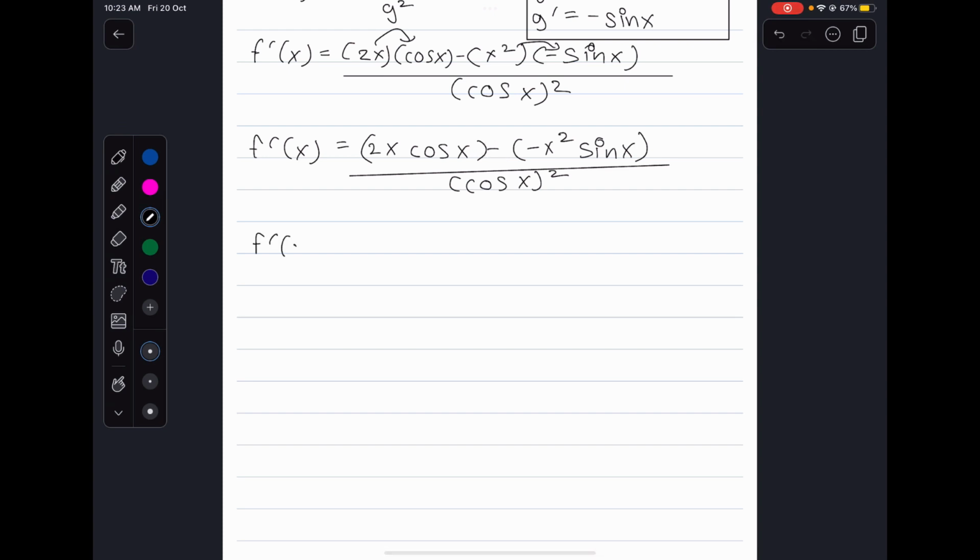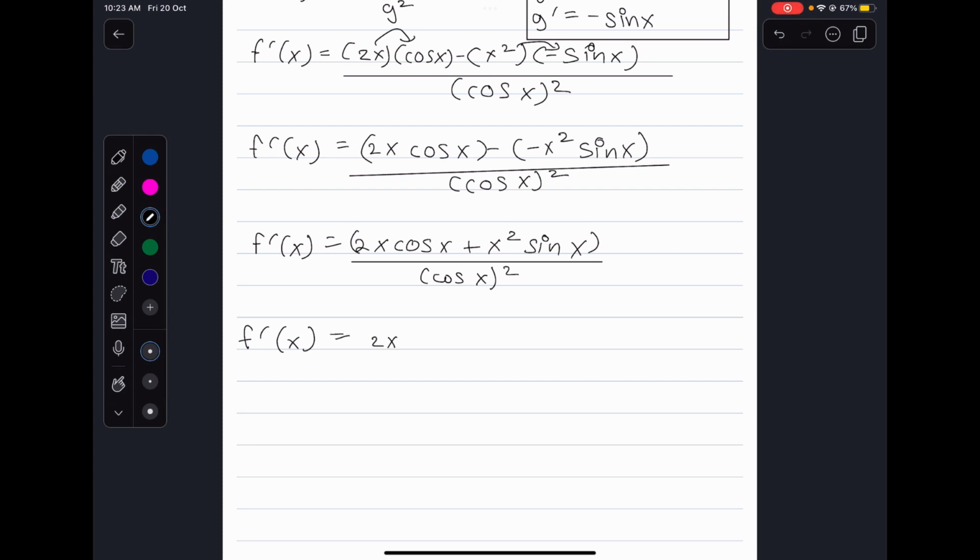So f prime of x is 2x cos x plus, because minus minus becomes plus, x squared sine x all over cosine x squared. If you want, you can still keep the numerator in brackets. F prime of x is 2x cosine x plus x squared sine x over.